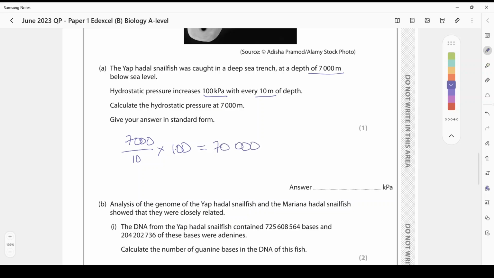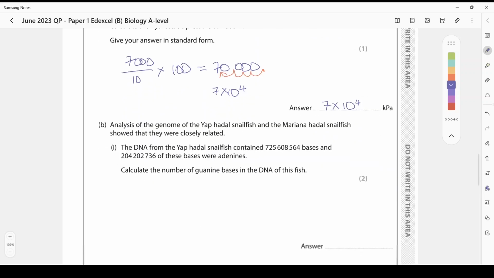70,000. And then to give the answer in standard form, this is what I personally do. I'm going to write this out in orange. So imagine the decimal point is somewhere here, and I'm going to move it 1, 2, 3, 4 spaces. Therefore, that would be 7 times 10 to the power of 4. 7 times 10 to the power of 4.